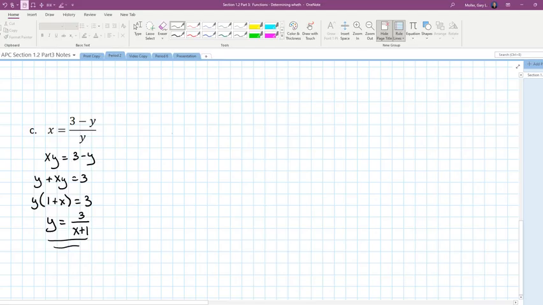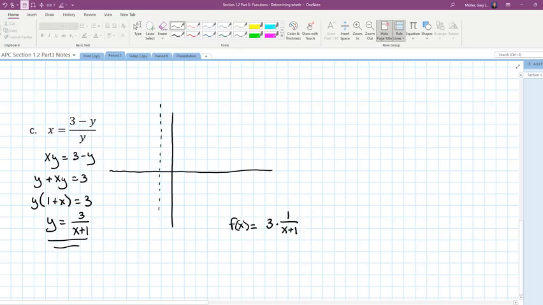And if I graph this, I'm not going to make a table of values, but if you need to, please do. This is a rational function. I know that it is essentially f of x equals 3 times 1 over x plus 1. And so what do I know about this graph? I know it's shifted into the -1. It has not shifted up or down because there's not a plus on the outside adding it up or down. And so we have an asymptote also at the origin here, or on the axis, I mean.